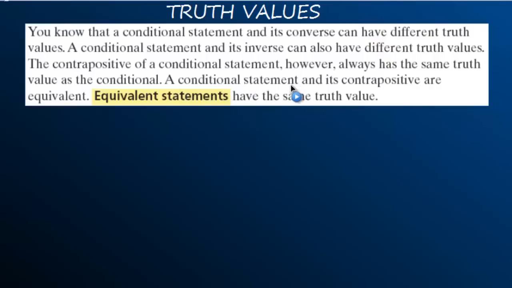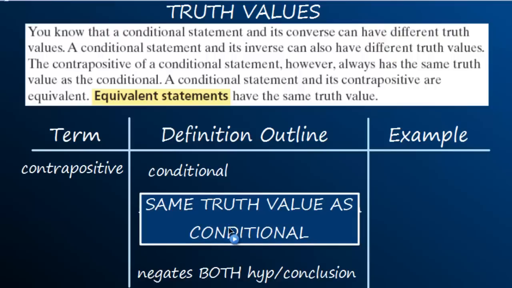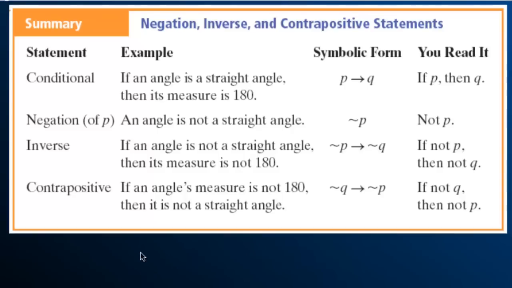However, a conditional statement and its contrapositive are always equivalent. Equivalent statements meaning they have the same truth value. So a contrapositive and a conditional cannot have different truth values. They must and they will have the same. So a contrapositive is a conditional, you remember, that switches and negates both, and it always has the same truth value as the conditional. So if the conditional is true, the contrapositive must be true. Remember, the converse and inverse, not necessarily, but the contrapositive must.